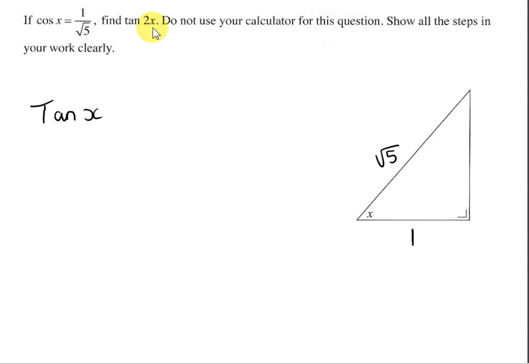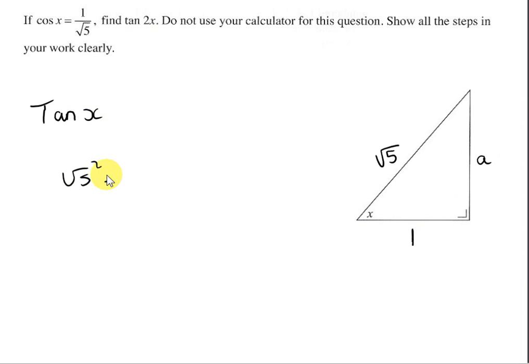Now we want the tan of 2x, but we can use an identity to get tan 2x in terms of tan x. So let's get tan of x. The tan of x is the side opposite x divided by the side adjacent to x, so we need this side here. So how do we find this side? Well, we just use Pythagoras.